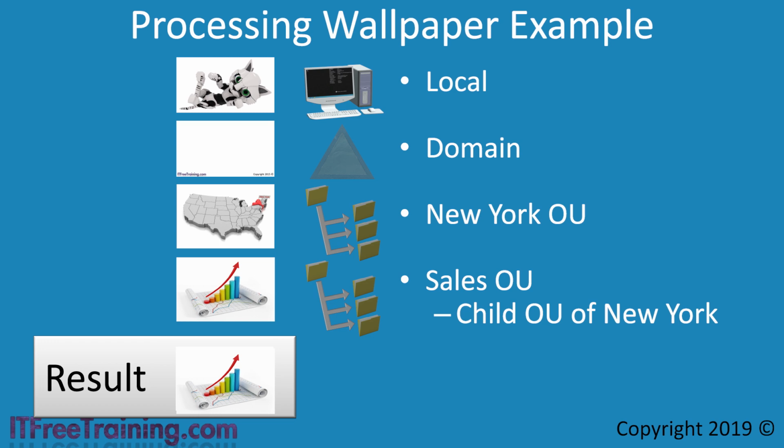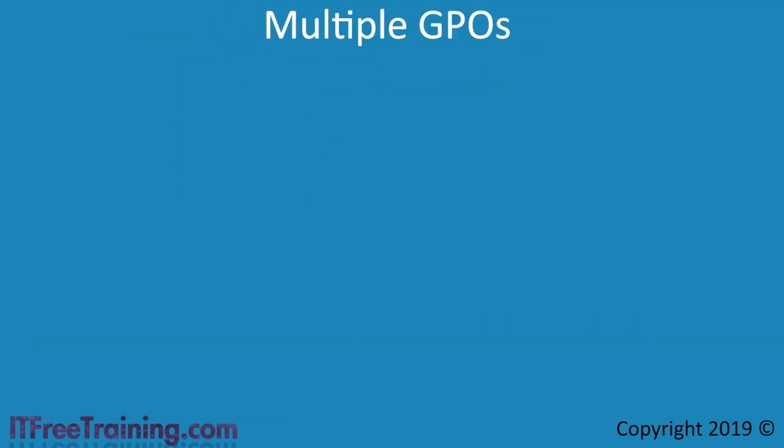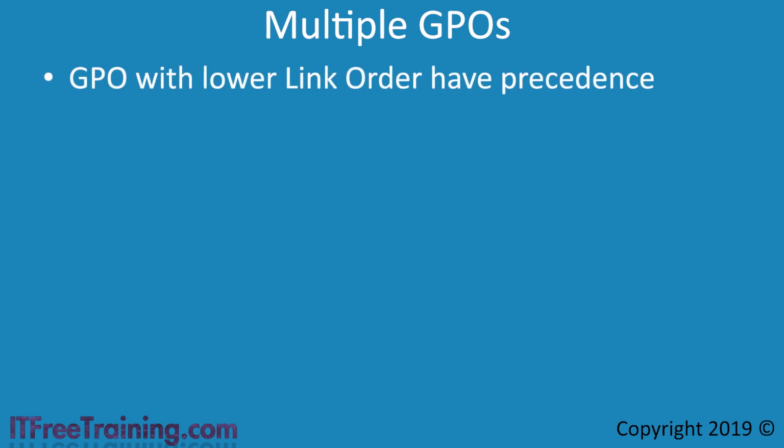You can see how group policy preference works, where low preference group policy will be overwritten by higher preference group policy. But what happens when you have two or more group policies applied at the same level? When multiple group policies exist at the same level, the precedence is determined by the link order. This can be configured in group policy management.